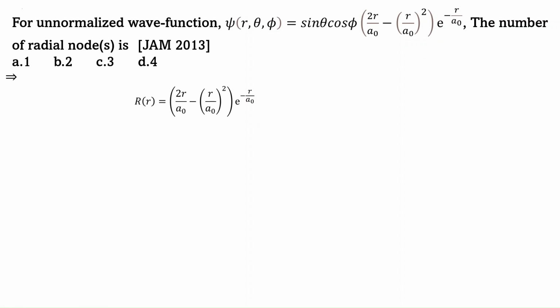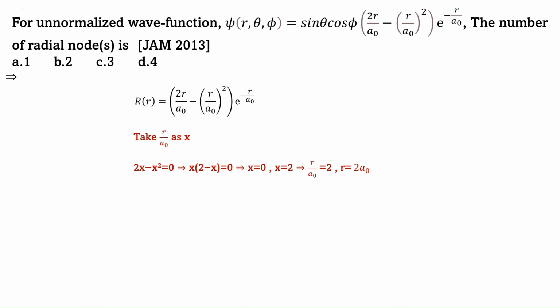Radial nodes are the values of r, except at 0 and infinity, where the radial part becomes 0. So we have to find the value of r where the radial part becomes 0. At first take r by a0 equal to x, then put it into the equation, that is 2x minus x square is equal to 0. Then we get two values of x: one is x equals 0 and the other is x equals 2.